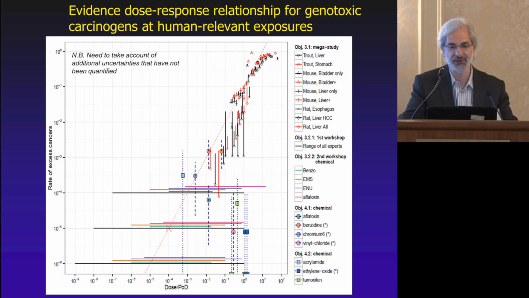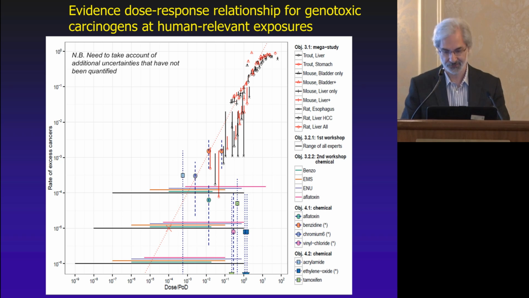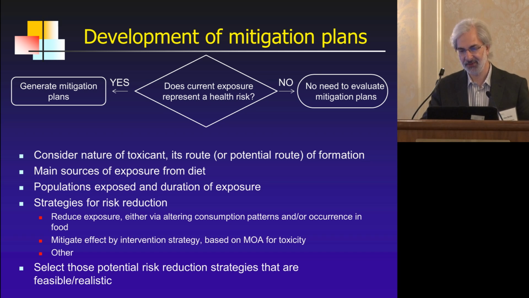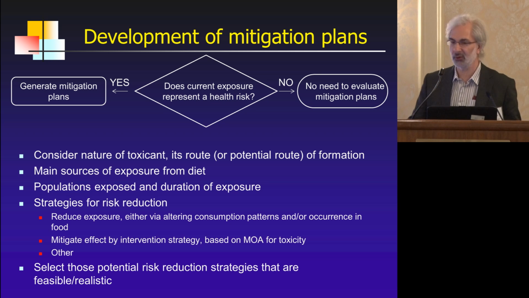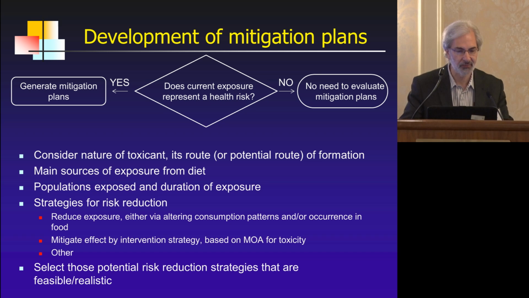And of course, the dose responses are not linear. But we don't actually know what shape they are in humans. So that's another unknown. So does current exposure represent a health risk based on the exposure assessment? If it's no, well, obviously there's no need to evaluate mitigation plans, but there's nothing to mitigate. If yes, we have to think about how might we mitigate. What are the plans that we might implement?